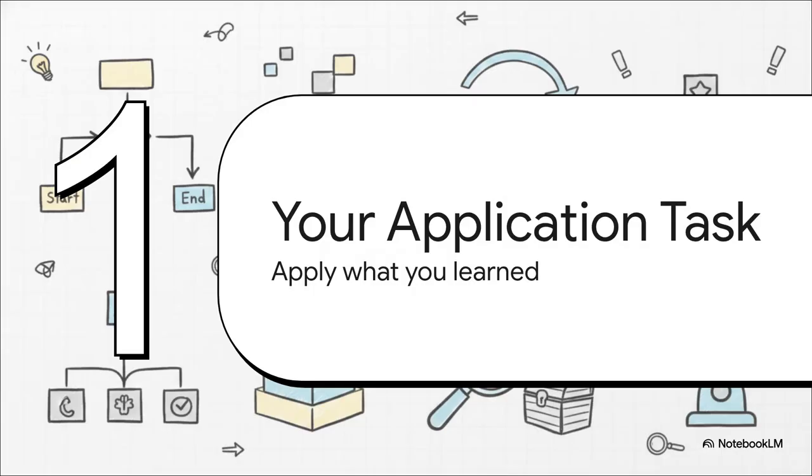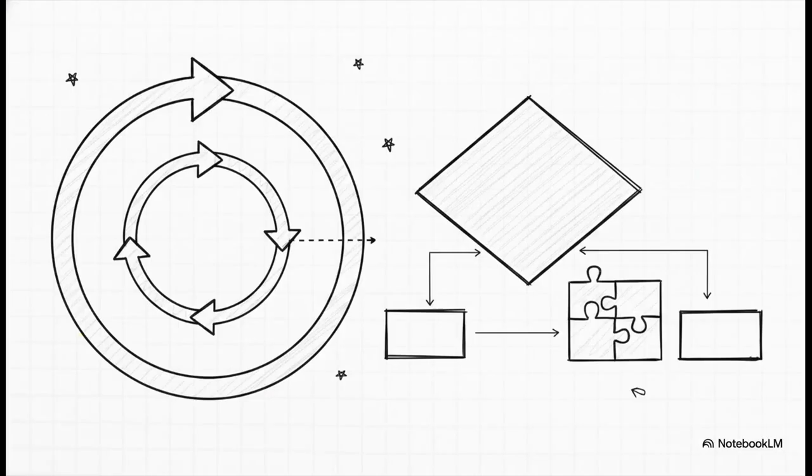And finally, part 5, your application task. Time to apply what you've learned. All right, 7th graders, huge congratulations on grasping the 4 main pillars today: decomposing problems, abstracting details, recognizing patterns, and designing algorithms. Now it is time to apply everything you've just learned. For your assignment, you are going to design your very own algorithm to address a complex problem, creating your own flowcharts and pseudocode.